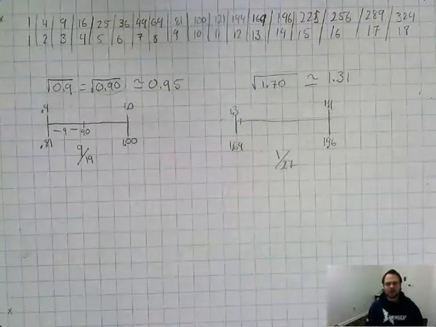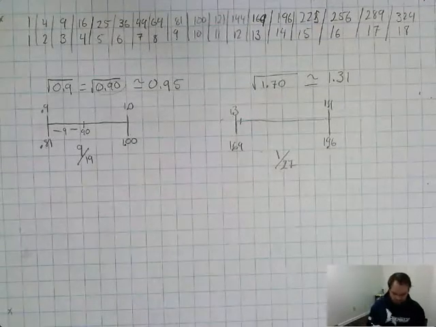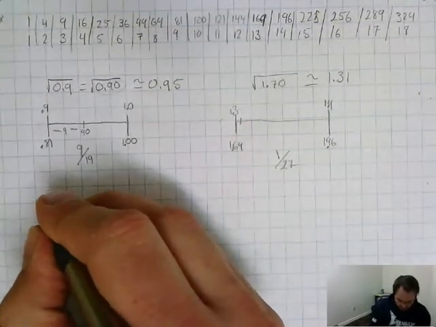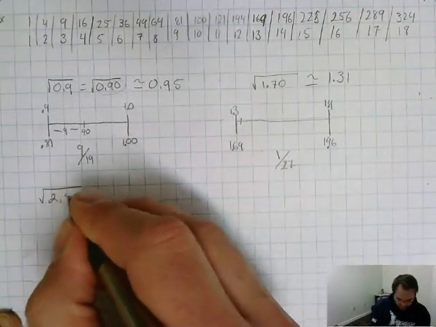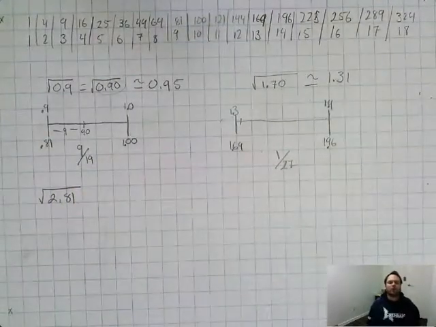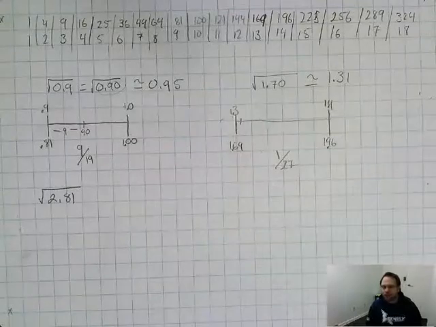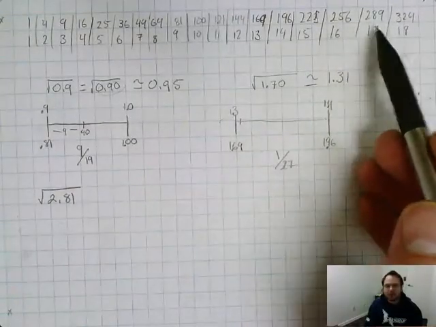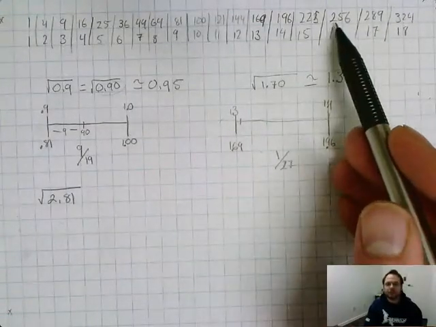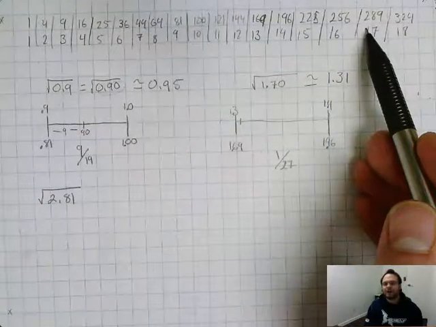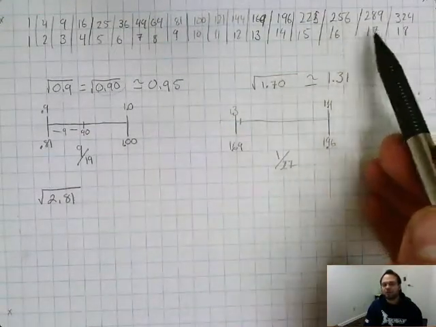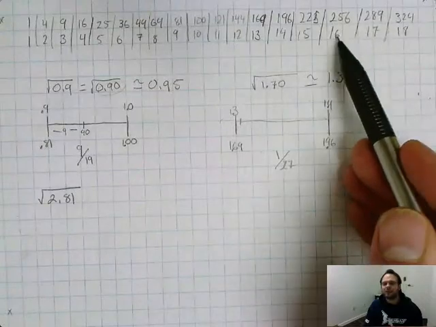Let's look at square root of 281. So I'm going to write down square root of 2.81. So the square root of 2.81. Okay? Now look at 2.81. It is in between 16 and 17. So 2.56 and 2.89. 281 is not a perfect square, but it's in between these two right here.